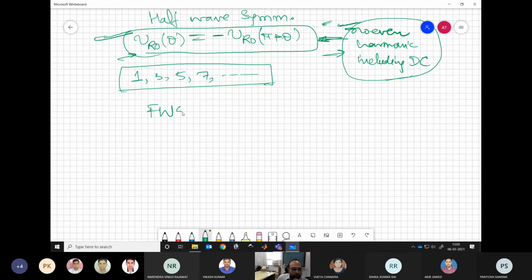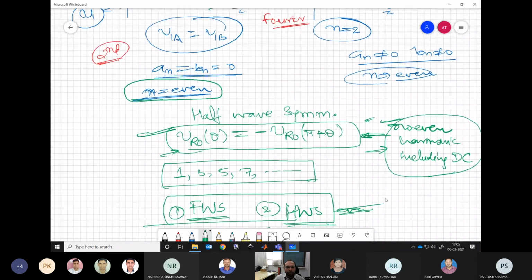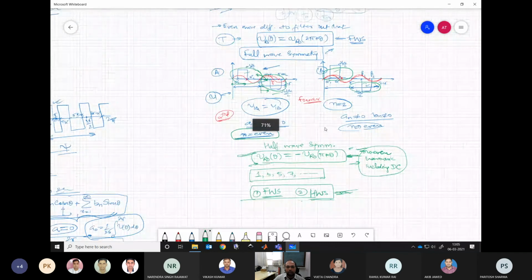So two things we have learned today. The full wave symmetry we must maintain to avoid any subharmonic component, and the half wave symmetry we must maintain to avoid any even harmonic. So with this I stop here, and next class we will discuss some more symmetry conditions which could be useful for the PWM waveform, and then we will see what else can be done.